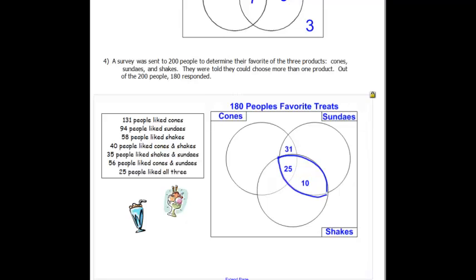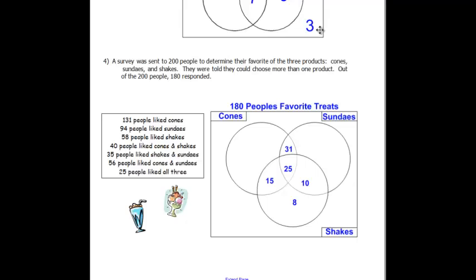Make sense? You can try the rest on your own. If you're very shaky on it, you can stick with me and I'll explain it. So we work backwards again. 40 people like cones and shakes. So the cones and shakes area here, I already have 25, so that would leave 15. Now I can work backward to the fact that 58 like shakes. So I add up 25 plus 10 plus 15, and then I subtract that from 58, and I should get 8. Continue to do that for cones and sundaes, and you should be in good shape.